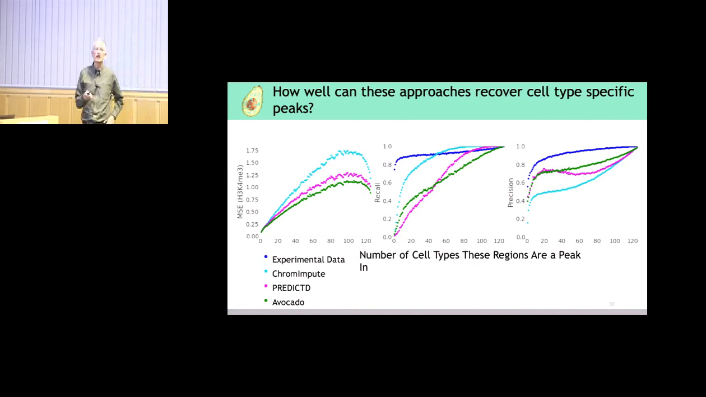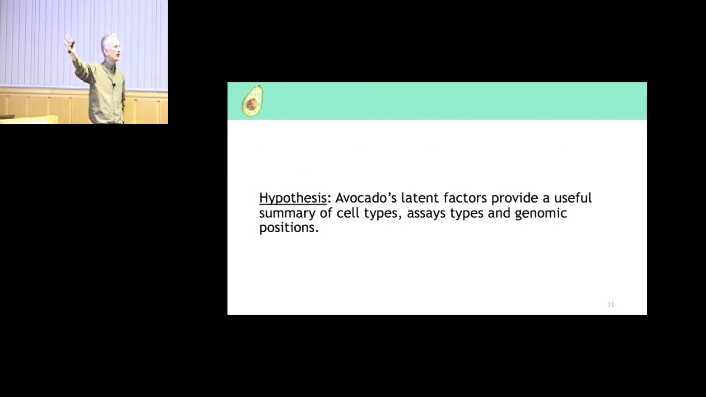Okay, so then the other half of this Avocado project was to say, okay, we've done all this learning. We now have these latent representations. Maybe they can be used in a transfer learning setting to help us do other things well. So maybe those latent factors provide a useful summary.